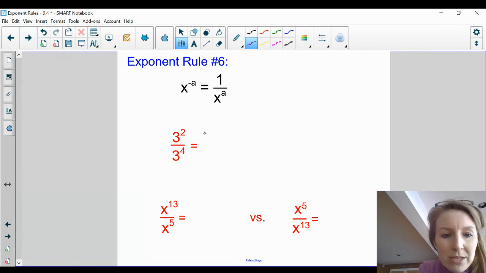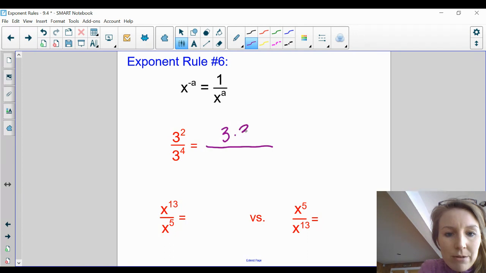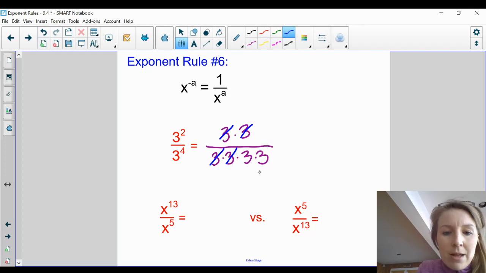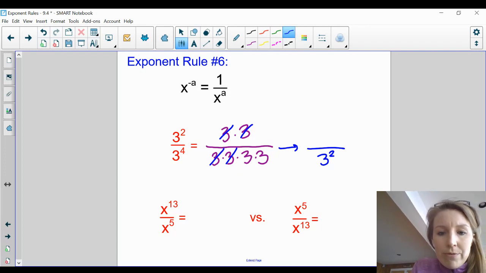When we have 3 squared over 3 to the 4th, I'm going to expand it out to first explain it to you. So I end up with 3 times 3 divided by 3 times 3 times 3 times 3. Now, we can cancel out the same from the top and the bottom. That means that on the bottom, I'm left with 3 squared. But what happens to the top? Well, in order for us to have a fraction, we always have to have a numerator. So my top, or my numerator, becomes the number 1.